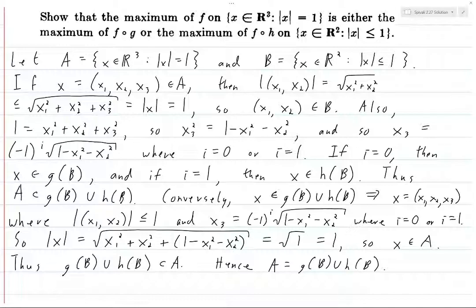And there is some comment here. I don't know if it was part of the exercise statement or if it came earlier in the section, but there was some comment on how this is going to be useful later on. Because we see here, we're taking the maximum of f on a subset of R3, and then we're comparing that to the maximum of two functions evaluated over a subset of R2. And so you're reducing the dimension of your search space.